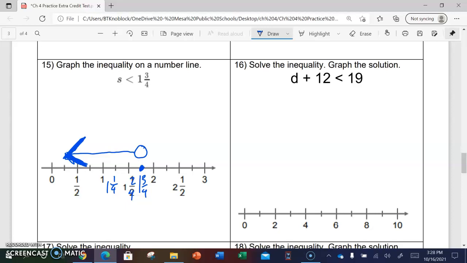So this one, d plus 12 less than 19. So we solve it by doing minus 12, minus 12. We get d less than 19 minus 12. That's going to be 7. So to graph that, you've got an empty circle at the 7, and less than goes to the left.